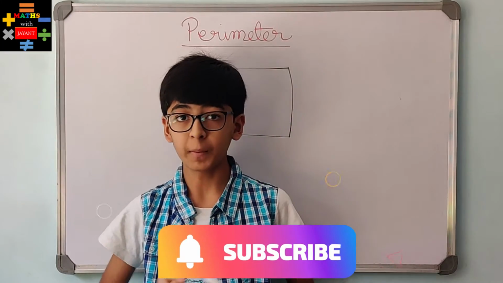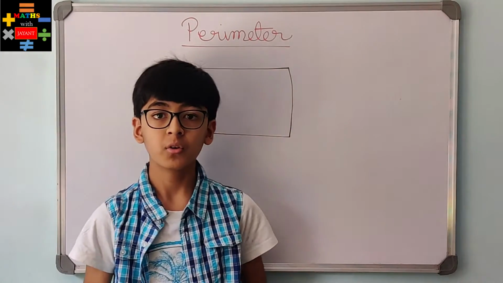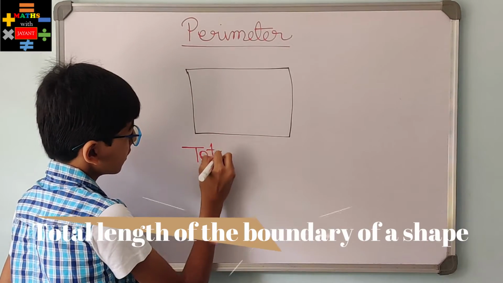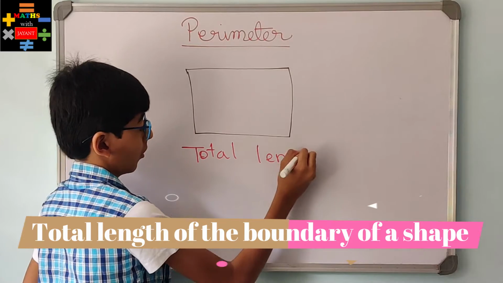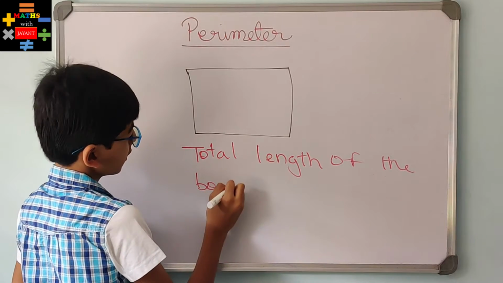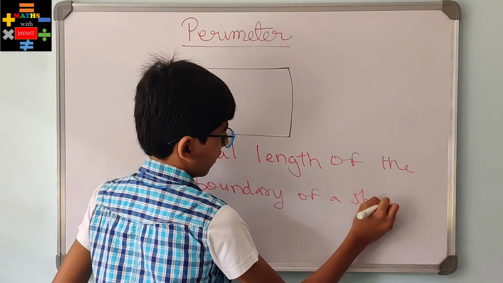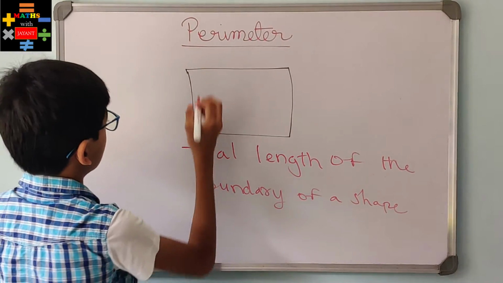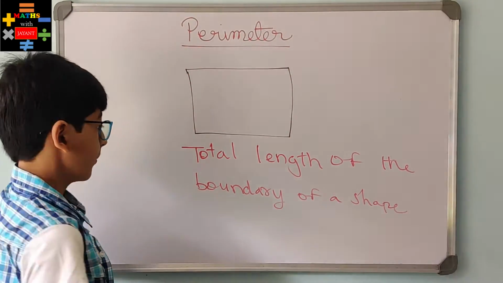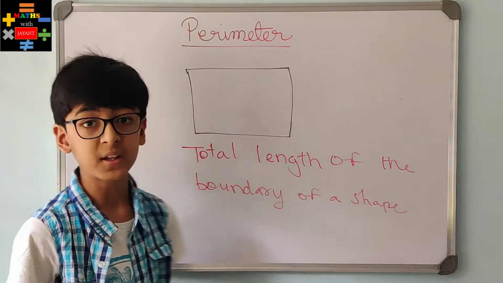Now let us see what perimeter is. Right now I have drawn a shape over here. This is a rectangle. So what is perimeter? Perimeter is the total length of the boundary of a shape. Let us understand what this means. What is the boundary of the rectangle? This is the boundary of the rectangle, right? So what is the length of this boundary? This length is called the perimeter.